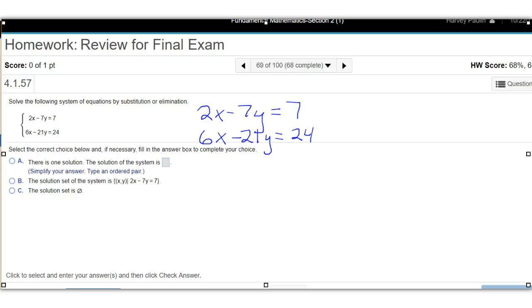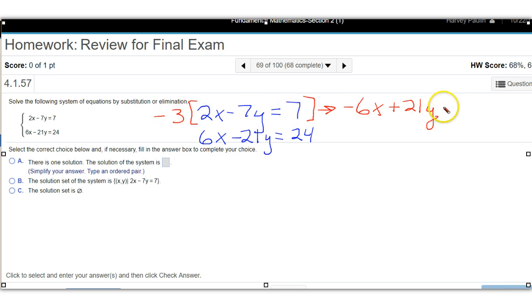Now, I've set these up. They're both in standard form, and they want you to use elimination. So I need to change one of the equations so that something will cancel out. And for this one, if I multiply this top equation by a negative 3, and I can see something happening here, but let's just do this part. This becomes a negative 6x. This becomes a positive 21y.